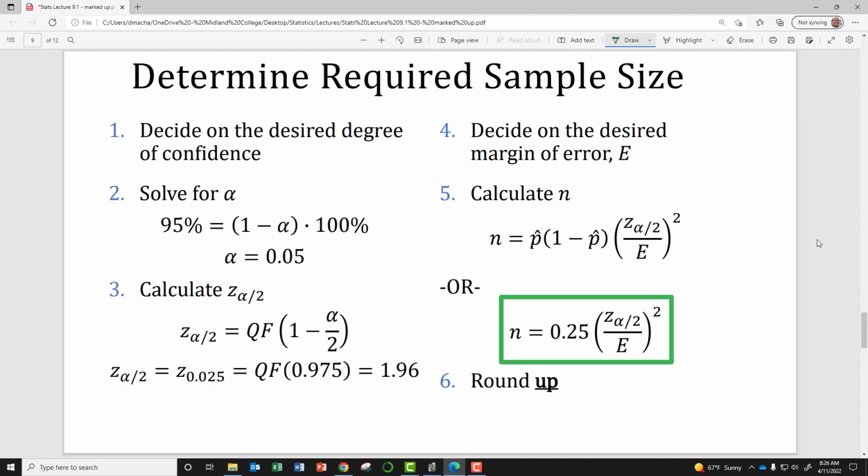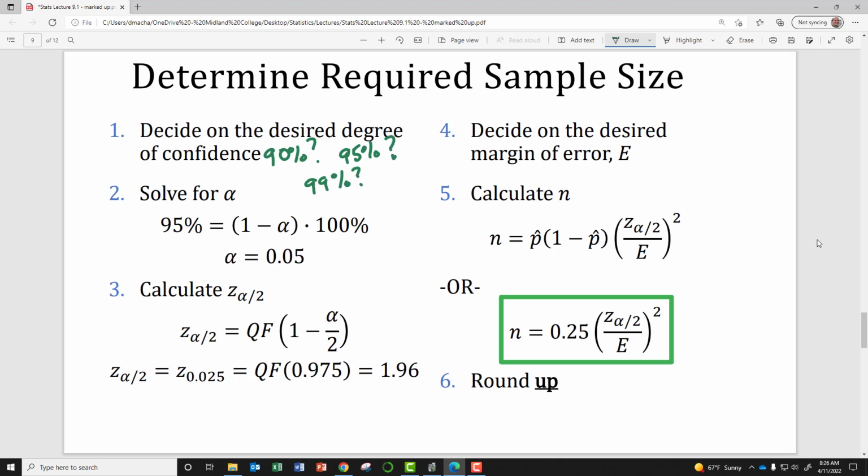One more skill in this section is determining the required sample size for one of these types of surveys. So step number one, you need to decide on the desired degree of confidence. Do you want to be 90% confident? Do you want to be 95% confident? Do you want to be 99% confident?